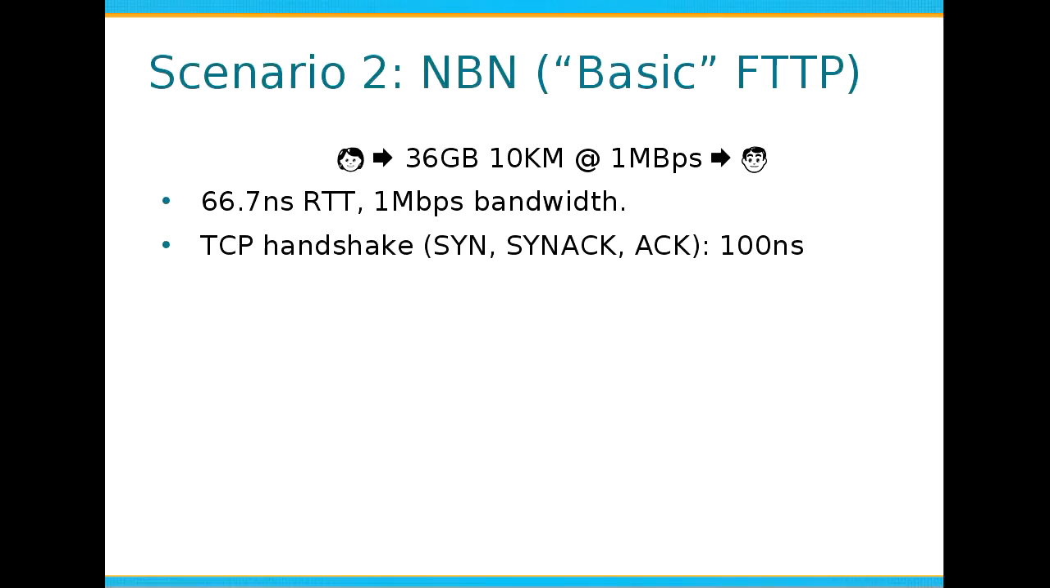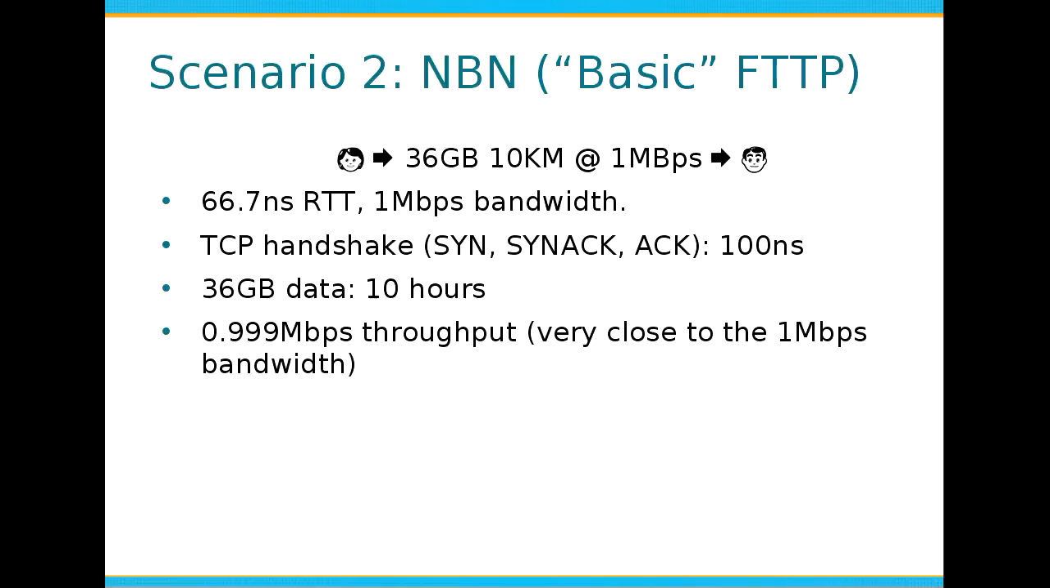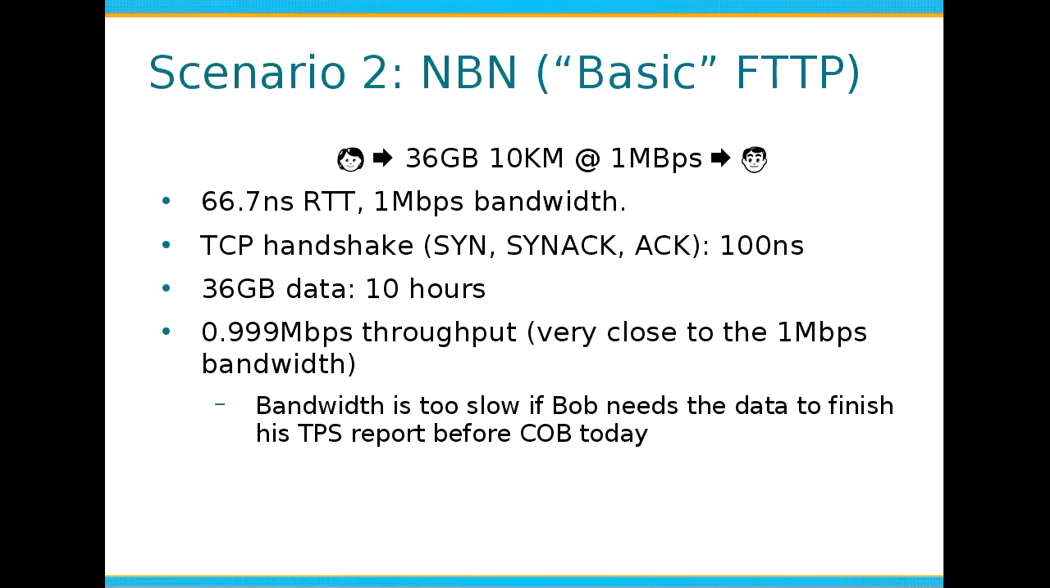So the TCP handshake, that's all fine. We can do that in 100 nanoseconds. We can send 36 gig of data in 10 hours. That's a lot slower than our avian carrier in this instance. So, the old sneaker net's pretty good in terms of throughput, but latency, it's horrible. So we get very good throughput, but it's too slow if Bob wants to finish his TPS report and get it done before close of business today.